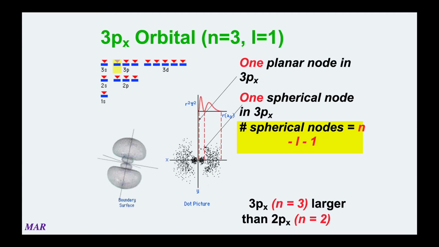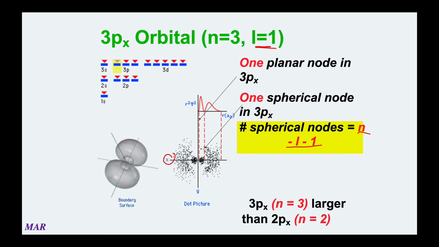3px is bigger than 2px, just like 2s was bigger than 1s, but 3s was bigger than 2s. So again, 3px means that most of the interaction is going to be along the x-axis, and it looks more or less like the figure 8. But we're running into, first of all, the planar nodes. Planar nodes always equals L, but remember that spherical nodes equal n minus L minus 1. So spherical nodes for 3p would be 3 minus 1 minus 1, one spherical node.